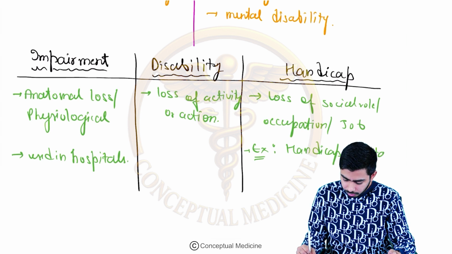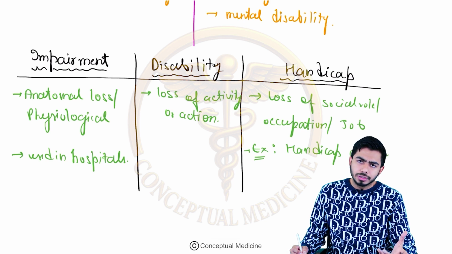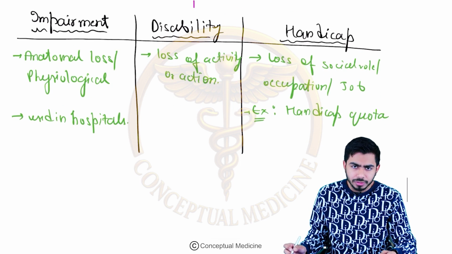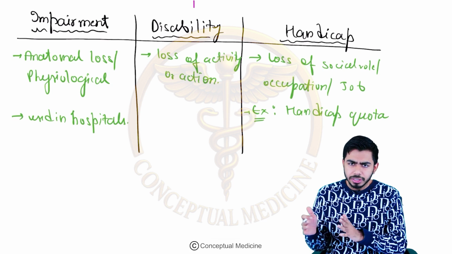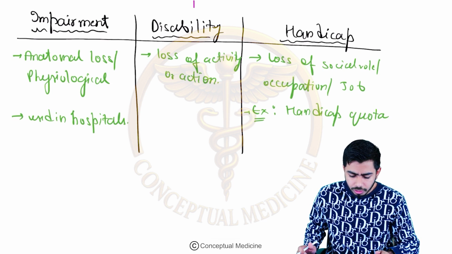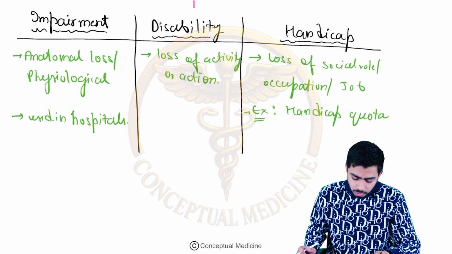Handicap quota, right? So this is the social phenomenon. This is the important difference between impairment, disability, and handicap. I hope you got the difference.